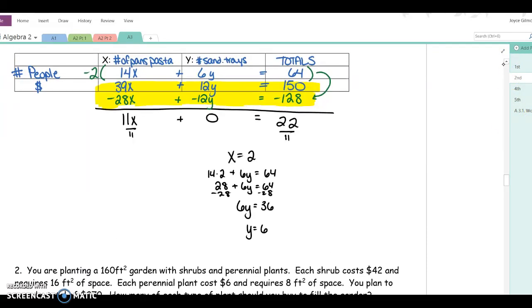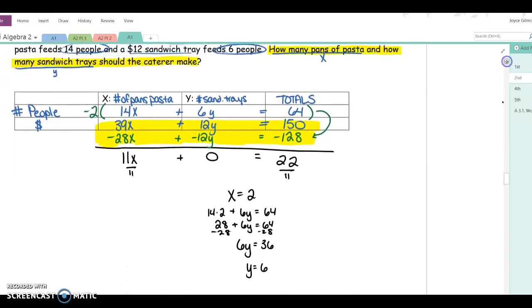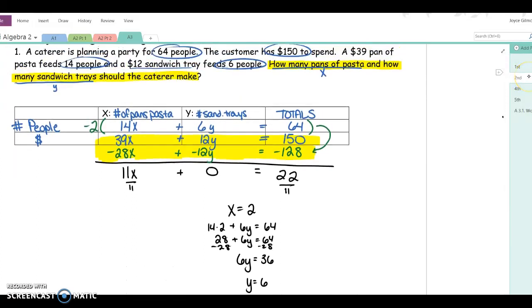Now, the joyous thing with word problems is that you can't just say your solution is the point (2, 6). We have to interpret the solution. So go back to that last line of your problem. How many pans of pasta and how many sandwich trays should the caterer make? The caterer should make 2 pans of pasta and 6 sandwich trays.